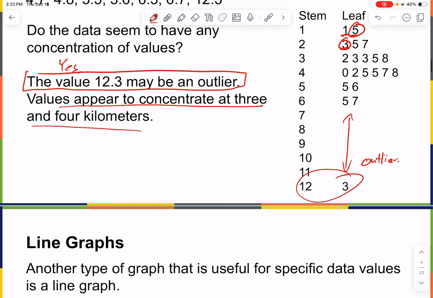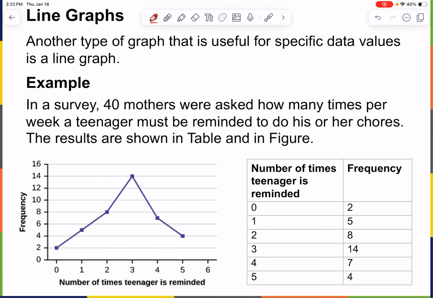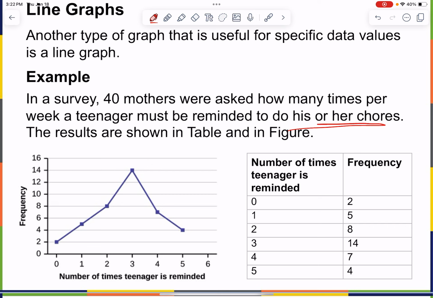Okay, so that's stem and leaf plots. Now I want to talk about line graphs. Another type of graph that's useful is a line graph, and here's an example. So if you've got this data, the number of times that teenagers are reminded to do their chores. What happens is you polled 40 mothers, and they give you the number of times per week they need to remind their kids to do their chores. And so 2 of them said 0, 5 of them said 1.